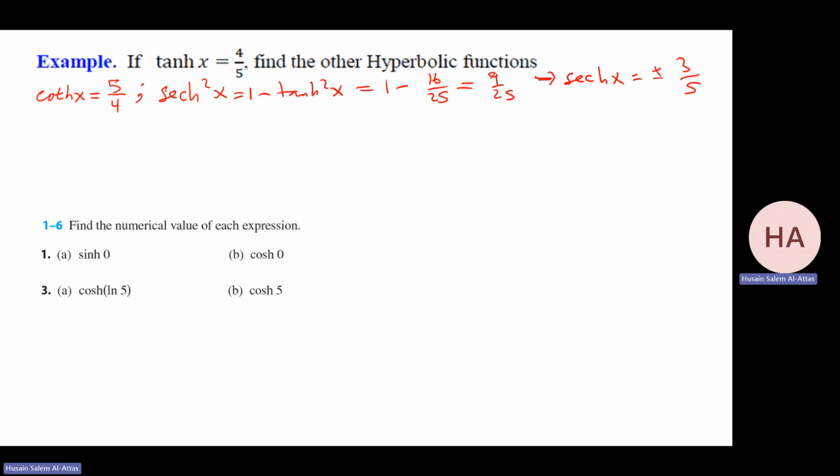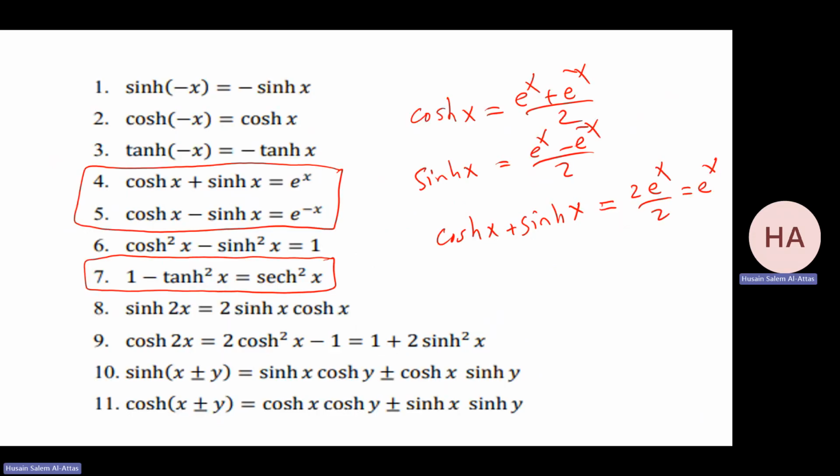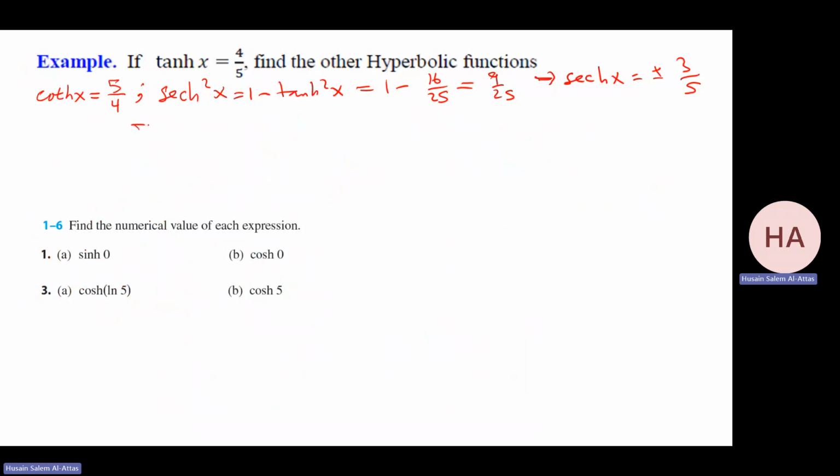I will not take the minus. Why? Because if you notice from the graph, secant hyperbolic is always between 0 and 1, where 1 closed, 0 open. So for sure, secant hyperbolic will be only 3 over 5. If that's secant hyperbolic, that means cosine hyperbolic will be 5 over 3.